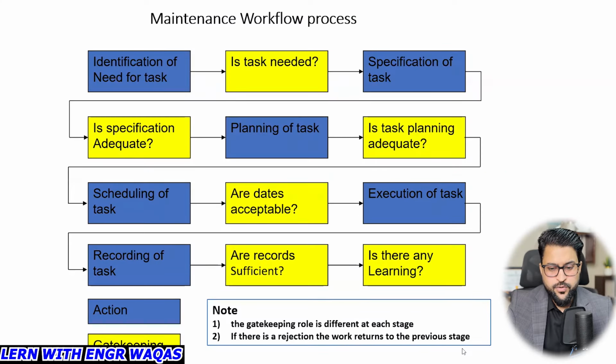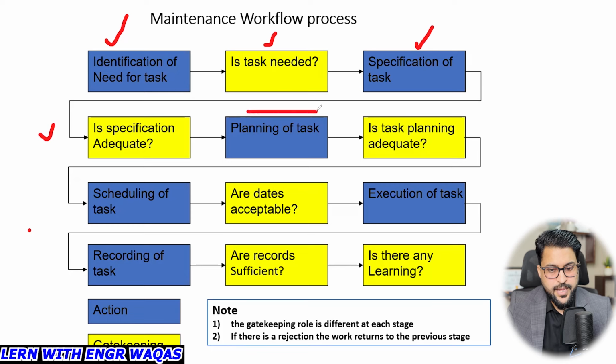Now I will share with you the maintenance philosophy: how a maintenance task will be generated, scheduled, executed, and how the record will be maintained. First of all, they identify the task, whether we need an overhaul or repair. Is the task needed? They are going to analyze that. It is very important. Is there a bypass available, right? Specification of the task: what kind of task it is, and is the specification adequate? We are going to identify that.